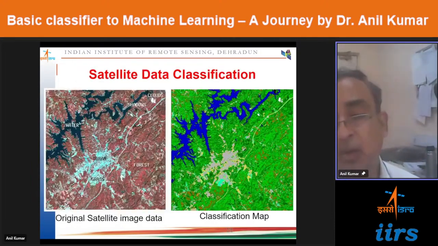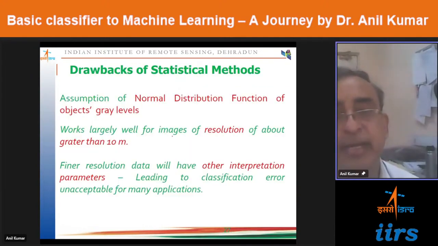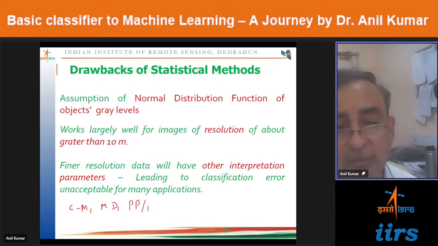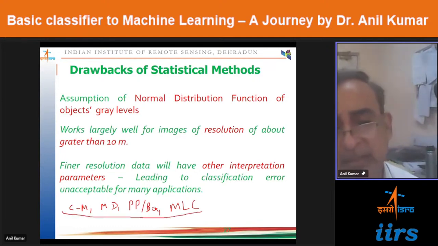So here you can see one example of a satellite image which has been classified. This is the original image having a few bands, and here you can see a few classes have been generated: urban, then grass, then forest, then water, and further maybe some cloud patches may also be extracted. So here the very simple algorithms, if you see, you have C-means, you have Mahalanobis distance, you have the parallelepiped classifier, also called the box classifier, and the fourth one is MLC, the maximum likelihood classifier.